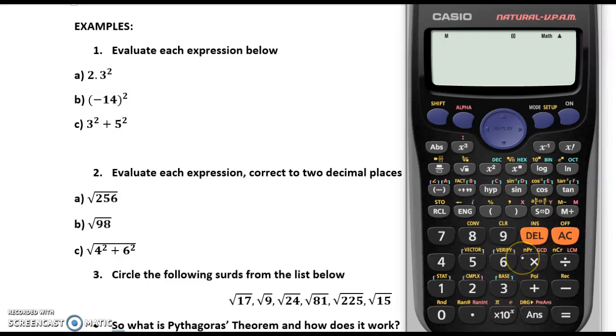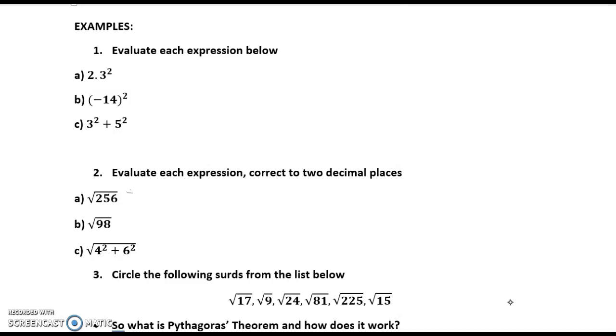Okay. In question 2, we're looking at, again, evaluate each expression to 2 decimal places. So in this question, we're going to be taking the square root. Now, square root of 256, I know is a whole number, but if they want that to 2 decimal places, we will write that to 16.00.